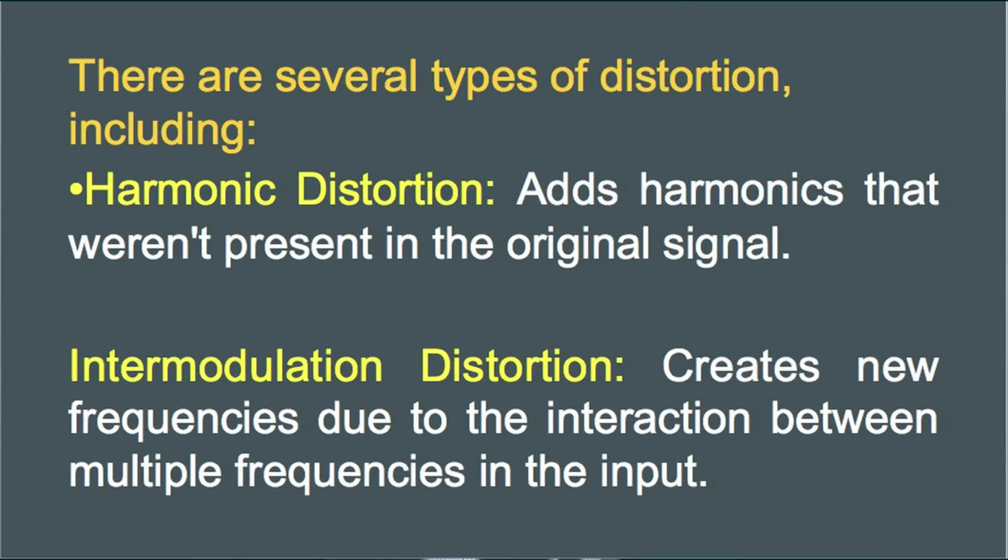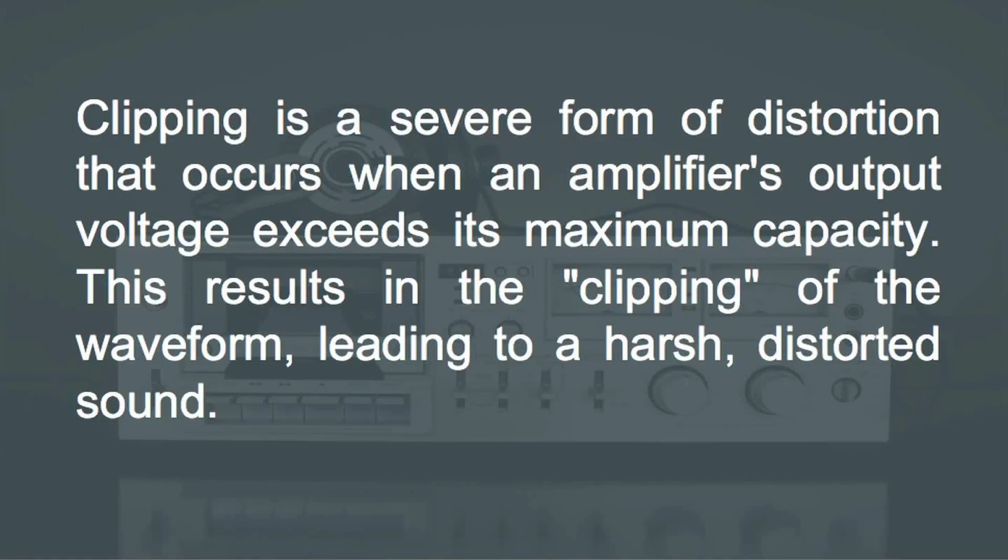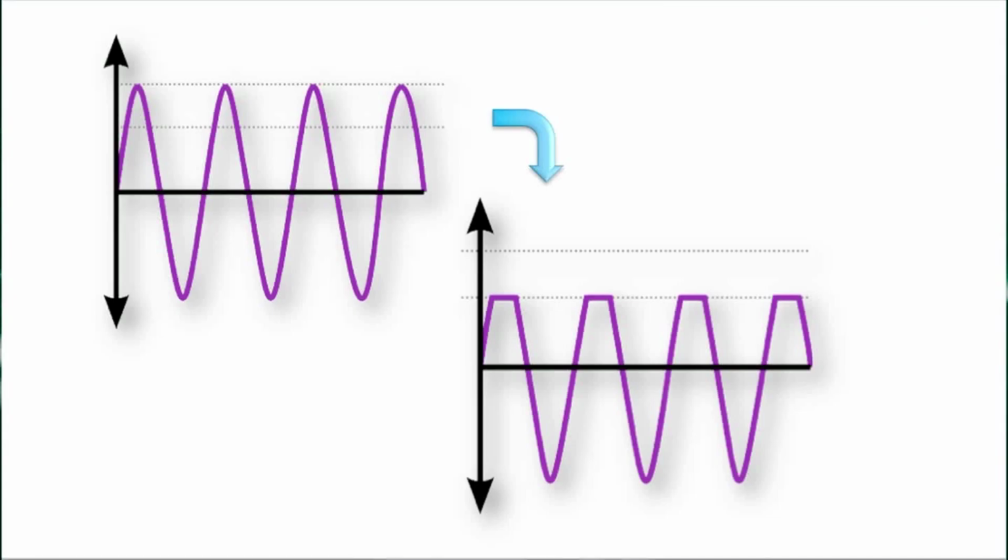In this case, it creates new frequencies due to the interaction between multiple frequencies in the input. And then we come to clipping. Clipping is a severe form of distortion that occurs when an amplifier output voltage exceeds its maximum capacity. This results in the clipping of the waveform, leading to a harsh, distorted sound.